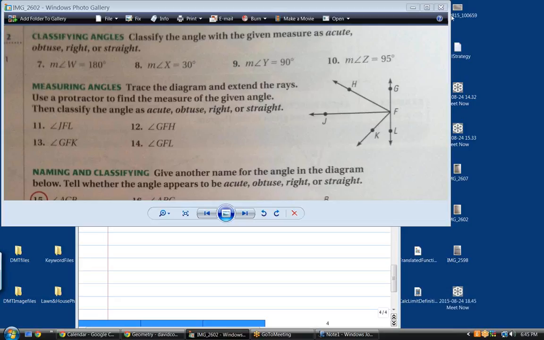Anything greater than 90 and less than 180 is obtuse. Yeah. All right.